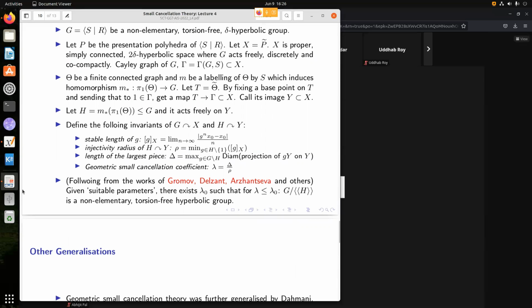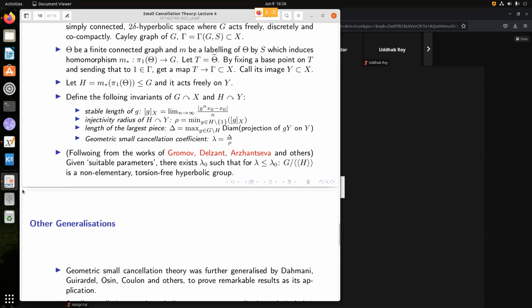Stable length of g. Earlier we were looking only at the difference of g x naught and x naught, and looking at the infimum. So here we are looking at the limit of this difference, where we look at the powers of g, take the distance and divide it by n, taking the limit. So this is called the stable length.